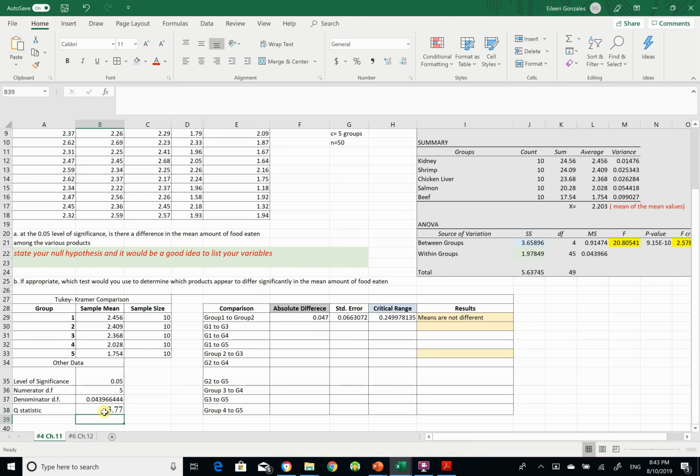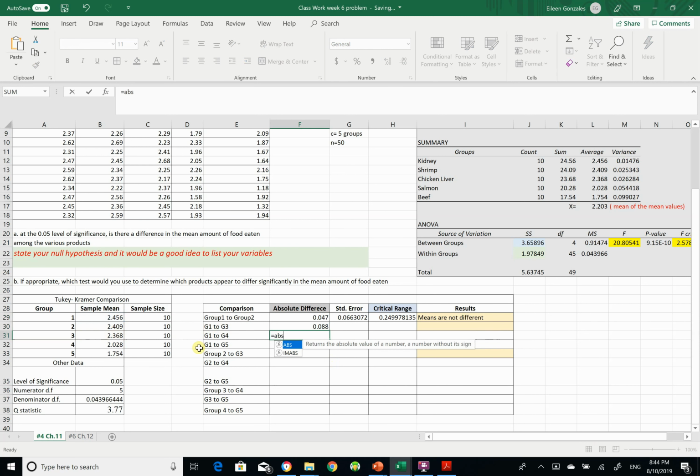3.77. There's that information. And now we need to do the absolute difference between our groups. If you notice here, this is the absolute difference from group 1 to group 2. So group 1 minus group 2, and we're doing the absolute value. We're going to keep doing that. In this case, the absolute value of group 1 minus group 3, and close that out.